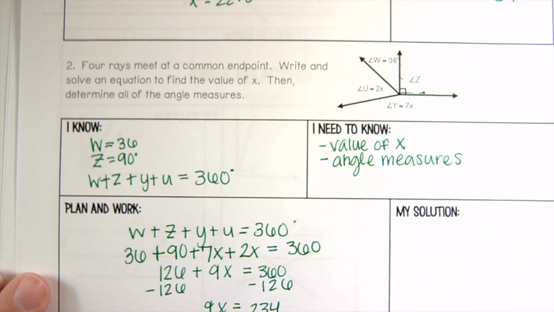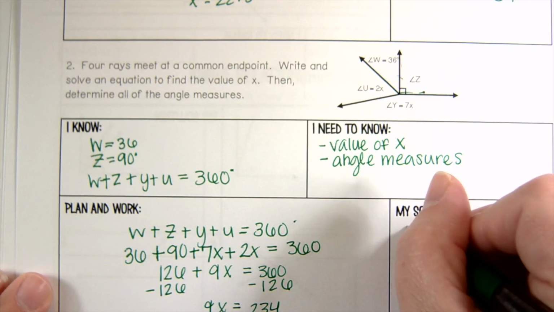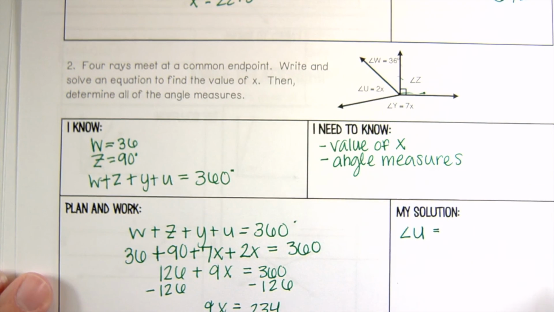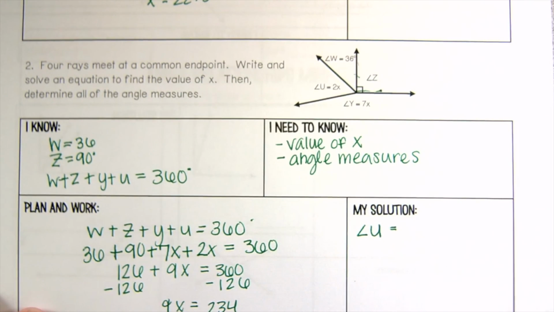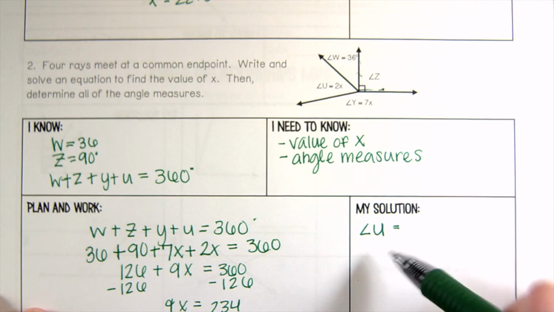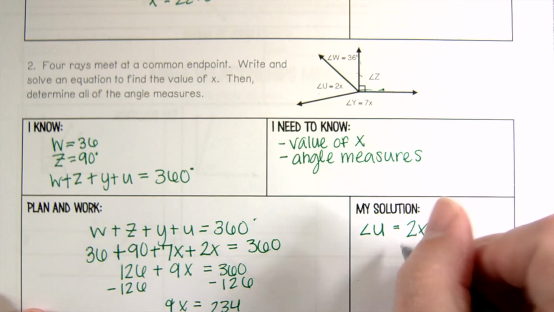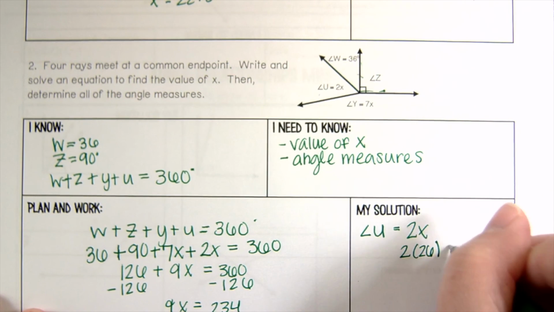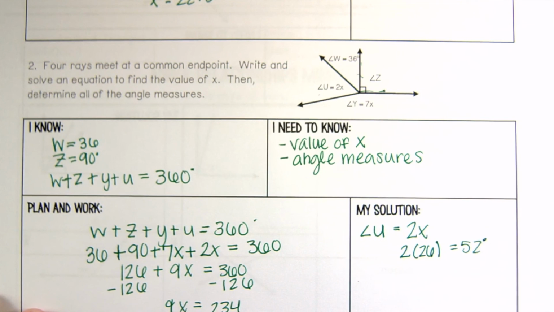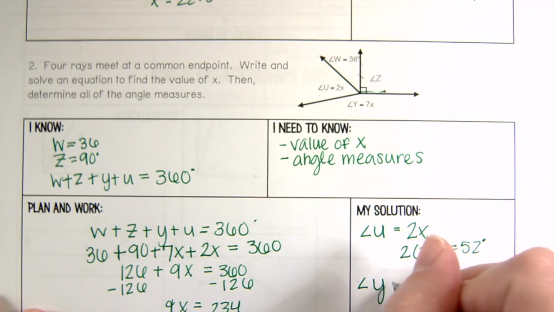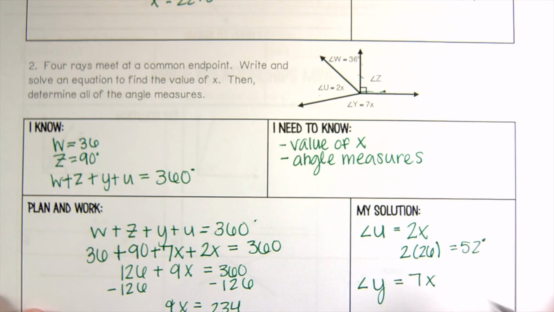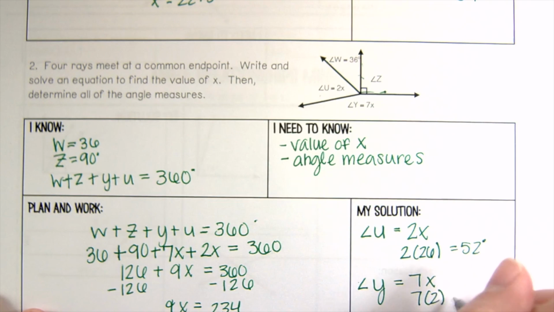x is 26. So if x is 26, then what is angle U? How do we find that out? If U is 2x, and I know that x is 26, I can do 2 times 26, which is 52 degrees. And then similarly, angle Y is equal to 7x. So 7 times 26 is 182 degrees.